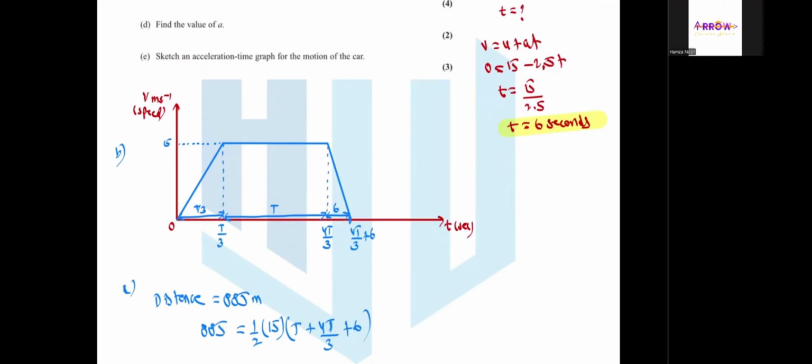And when you divide the value of t by 3, the value of t over 3 would obviously be more than 6 seconds, which would definitely imply that the duration of the acceleration part of the journey is higher than the duration of the deceleration part of the journey.